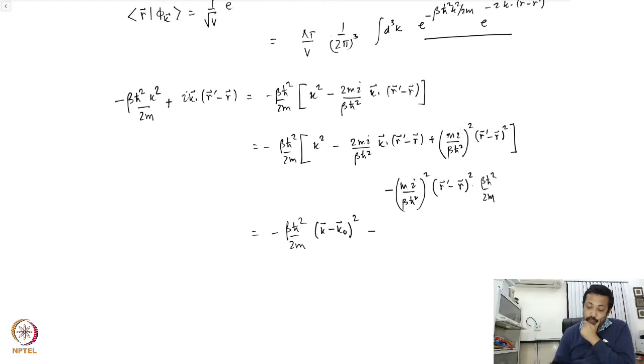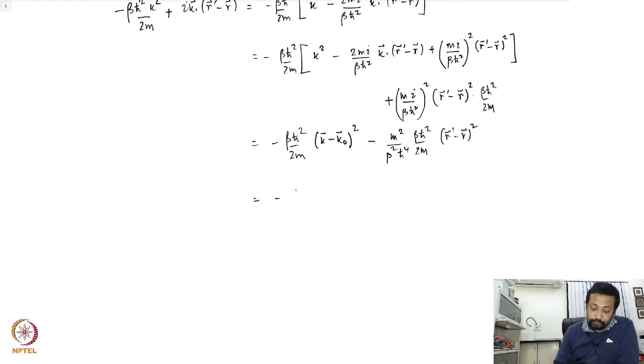This gives you i squared is minus 1, and then there is an overall minus, so this becomes a plus, and therefore this is going to be minus m squared over beta squared h bar 4 times beta h bar squared over twice m, (r prime minus r) whole squared. So this becomes minus, over twice m, (k minus k0) whole squared. The i cancels with the m, one beta goes out, one h squared goes out.